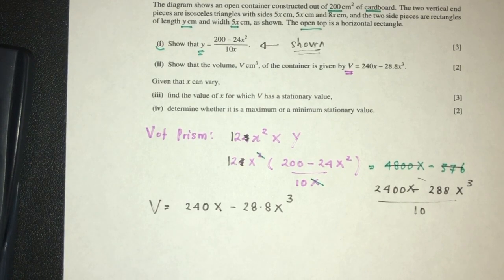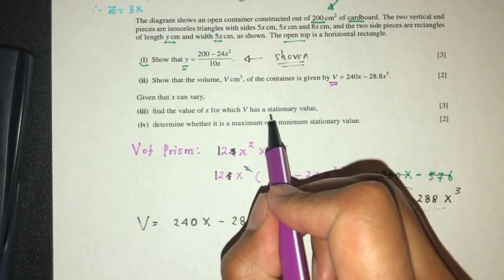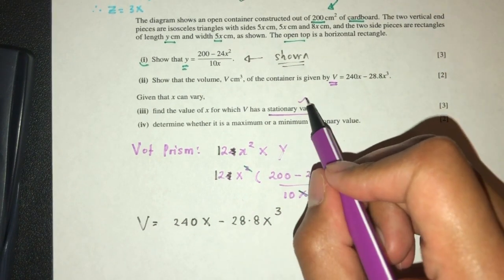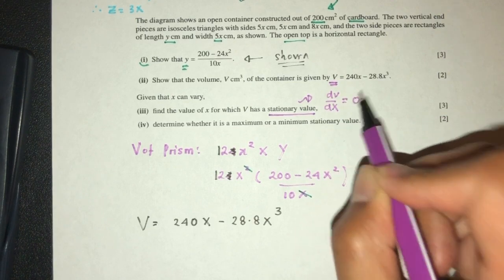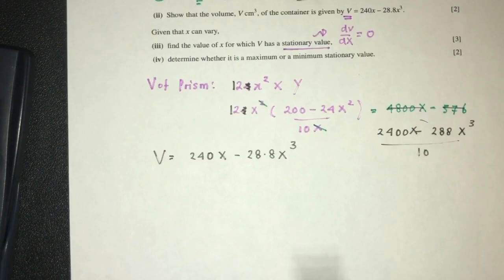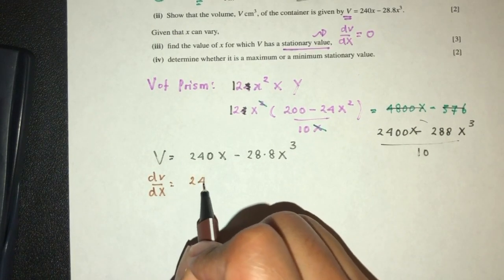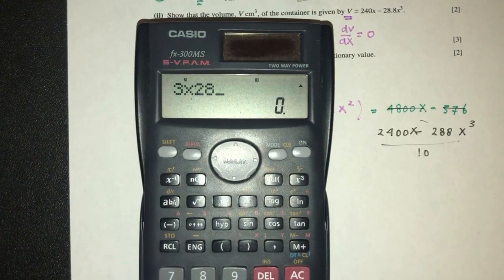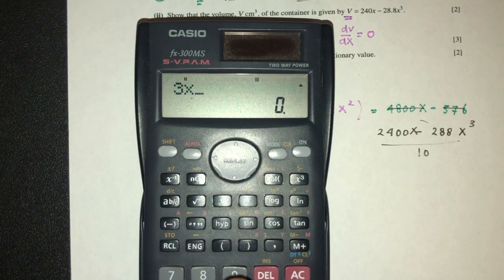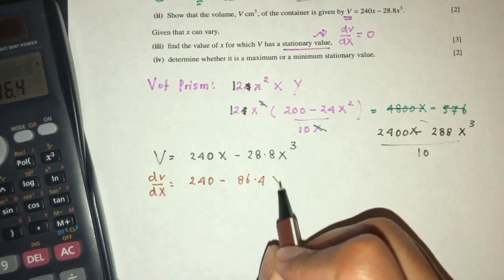Now let's move on to part 3 of the question. We have to find the value of x for which V has a stationary value. Again, when this happens, we know dV by dx has to be 0. So let's find out. dV by dx has to be 240 minus 3 times 3 times 28.8, that should be 86.4, that should be x squared.